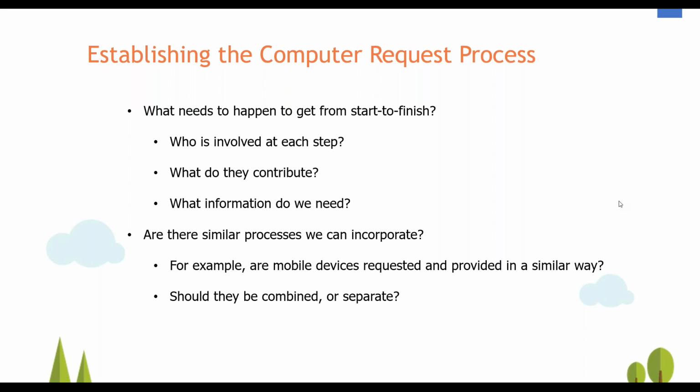So when you identify what you want to work on, and I'm going to do a computer request process in this case, pretty much every organization has something like this, right? We all need computers. So first thing you really need to think about is, what happens to get from start to finish? If someone says I need a computer, how do we do that? Who is involved in this process? What are the different steps? And at each of those steps, what do those different groups contribute? Does this need approval? Is there an ordering step? Is there a receiving or a setup step, a deployment step? And lastly, for those different folks to do what they need to do, what information do they need?